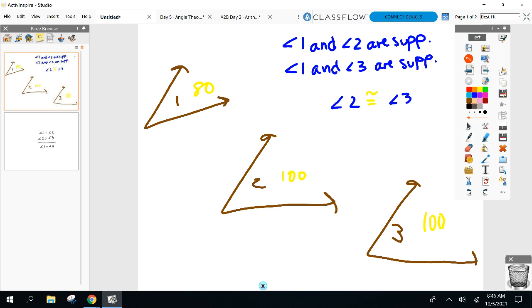Okay? 2 and 3 were both supplementary to what? The same angle. So they are congruent. Okay? Supplements of the same angle are congruent. Everyone see how that works? All good?